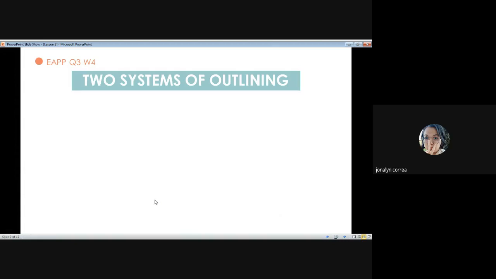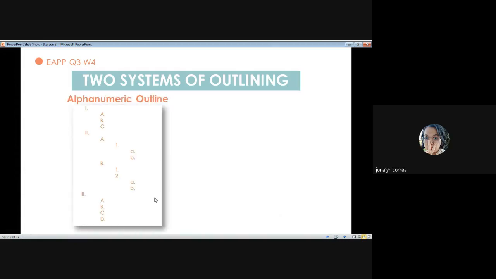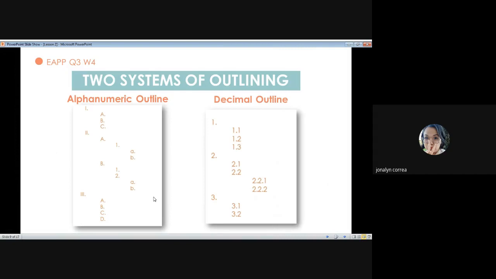So there are two types of outlining, two systems of outlining, rather. So first is the alphanumeric outline. When we say alphanumeric, it is the combination of alphabets and numbers. So here you use the Roman numerals, then the capital letters, and the counting numbers, and then the small numbers. And then the other outline is the decimal outline, wherein we use pure numbers with a pointing system.